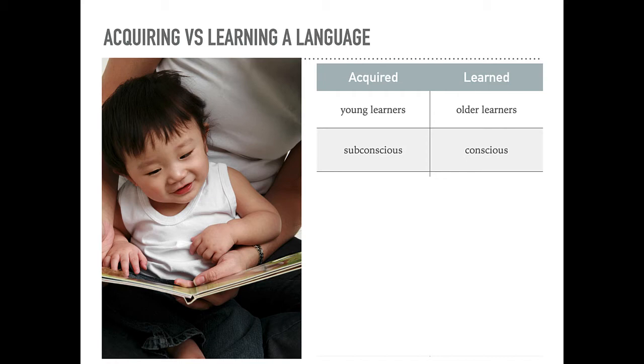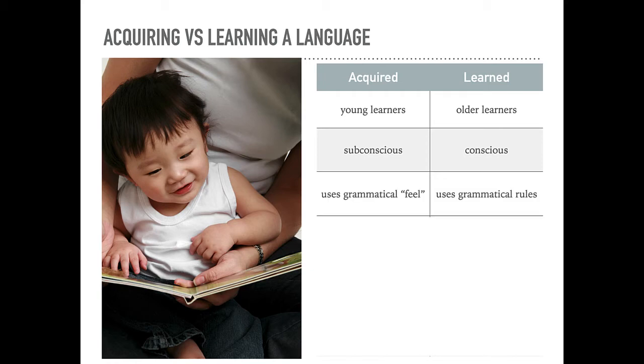Language acquisition is a very subconscious process. Children don't realize that they are learning a language, and they aren't really mapping their language progress. On the flip side, in language learning, the learner is very aware of their learning.